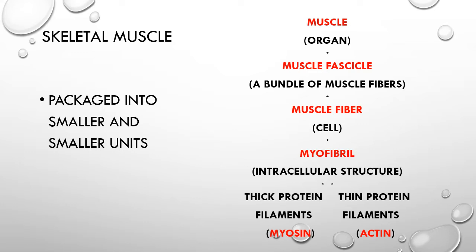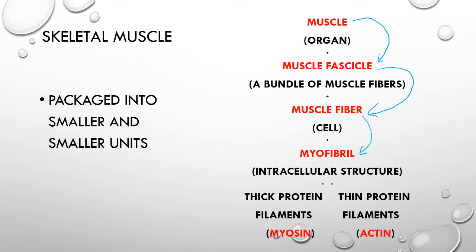So essentially, similar to bone, muscle is packaged into smaller and smaller units. Things are getting smaller and smaller as we go from the entire muscle. So we have our muscular organ itself, whatever that muscle happens to be. It's then bundled up into smaller packages called fascicles. Those fascicles contain many muscle fibers. Those muscle fibers are the individual cells themselves. Inside a cell, those cells are then made up of myofibrils.